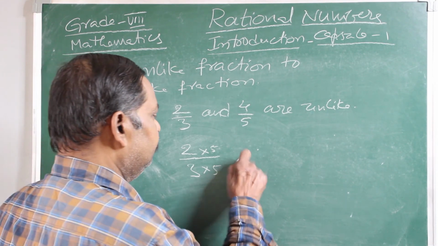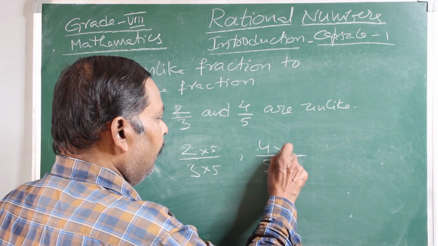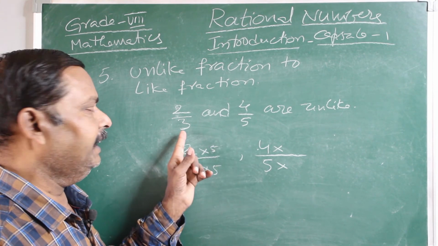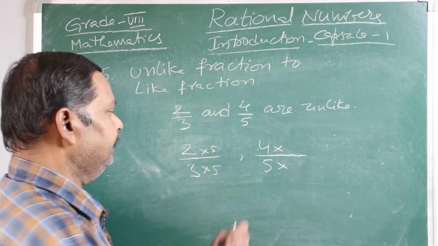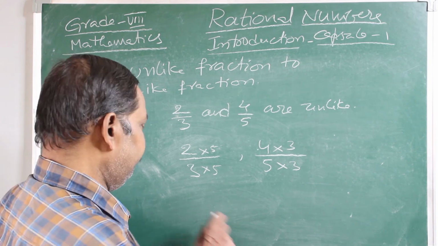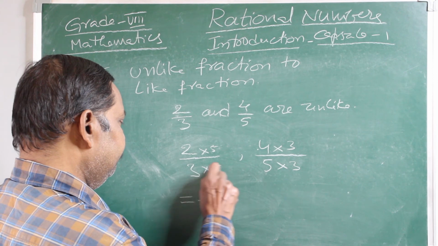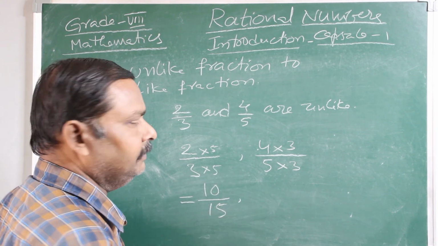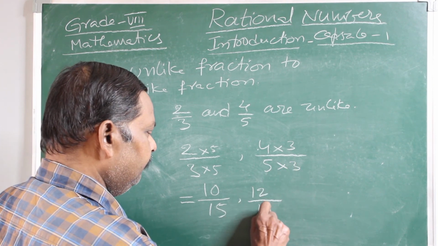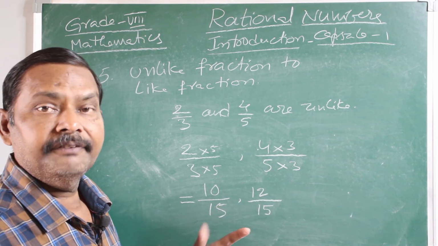Next. Similarly, take 4 by 5. Multiply the numerator and denominator of the second fraction with the denominator of the first fraction. That is 3, 3. Now let us simplify. 2 5s are 10, 3 5s are 15, 4 3s are 12, 5 3s are 15. Now they become like fractions.